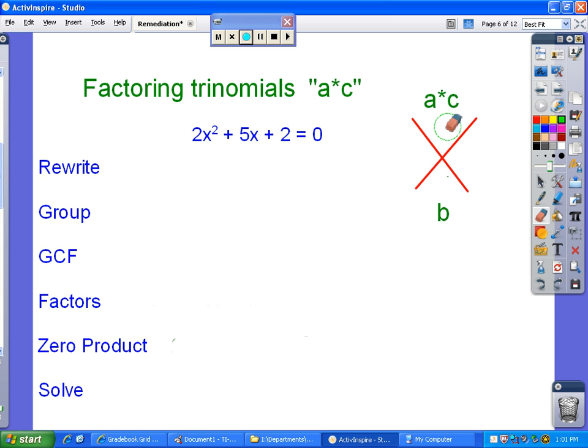Alright, so A times C gives me 4. So I want to know what multiplies to give me 4, but adds to give me my B value, which is 5. So my two factors are 4 and 1.